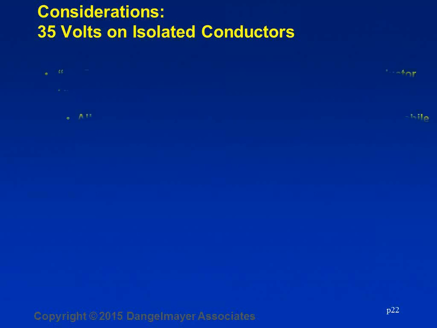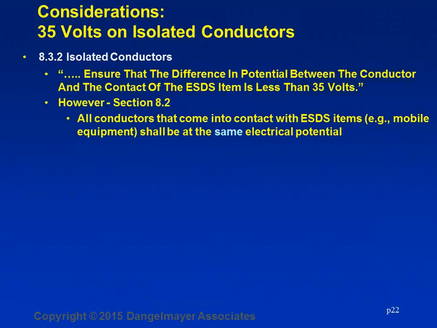So some considerations. I promised we'd talk about isolated conductors again, and that's what this slide is for. The comment in the document is that isolated conductors, it says, ensure that the difference in potential between any conductor that contacts ESD-sensitive items is less than 35 volts. Earlier in the document, it does make a comment that all conductors that come into contact with ESD items shall be at the same electrical potential.